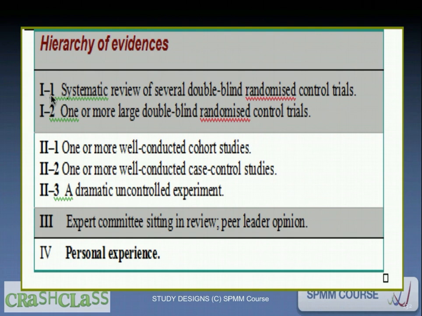What goes on the top? A well-conducted systematic review of several double-blind randomized controlled trials. So if you do a systematic review of several RCTs, that will be very powerful, and that goes right on the top. You also have other kinds of study designs coming here. So systematic reviews are followed by RCTs, RCTs followed by cohort, cohort followed by case control, and so on and so forth.